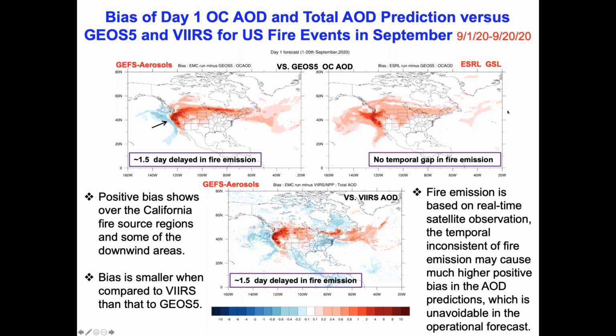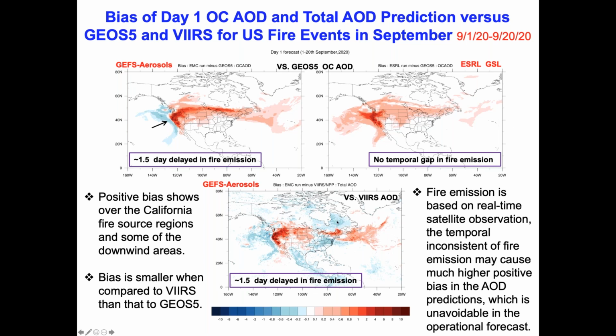Meanwhile, in operation, the fire emission input from the GBBEPx data has about a 1 to 1.5 day delay, because this fire emission is based on satellite real-time observation. So that's why it has about a 1.5 day delay. Is the bias related to this delay? Here we performed another real-time forecast at our GSL site. Because we are not in operation but in research mode, we can have them at the same time, so there's no gap in the fire emission. Comparing these two figures, we can see that if there's no temporal gap, the fires decrease both in the source region and the downwind areas.